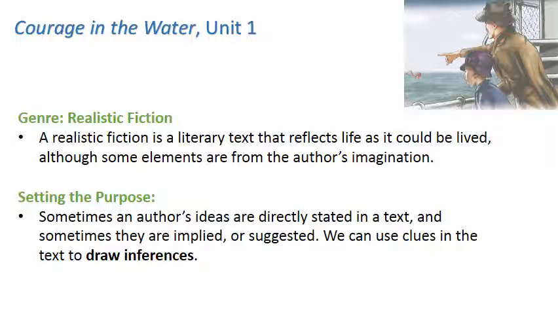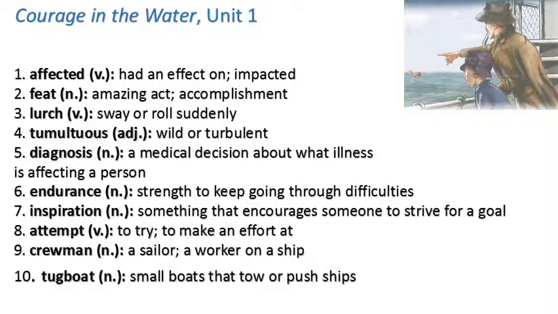The purpose for us reading the story was to find explicit and implicit details. An explicit detail is a detail that is stated directly, and an implicit detail is a detail that is implied, and you would have to navigate through the text to find out the exact meaning or what the author was trying to relay. So here's the vocabulary from Courage in the Water. If you want to find this list or any other vocabulary list, you can always go to the drive and you'll find everything under English class resources.